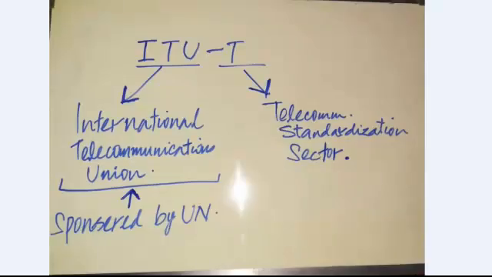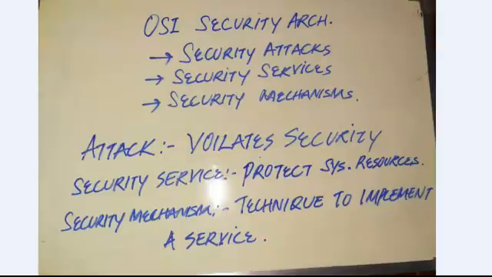By the way, ITU is the International Telecommunication Union. This is a United Nations sponsored agency that develops standards related to telecommunication and OSI. And this International Telecommunication Union has a sector known as the Telecommunication Standardization Sector. This sector is fully devoted to the research and establishment of standards for telecommunication. And this Telecommunication Standardization Sector has developed the X.800 standard. Now, this OSI security architecture focuses on three things: security attacks, security services, and security mechanisms.